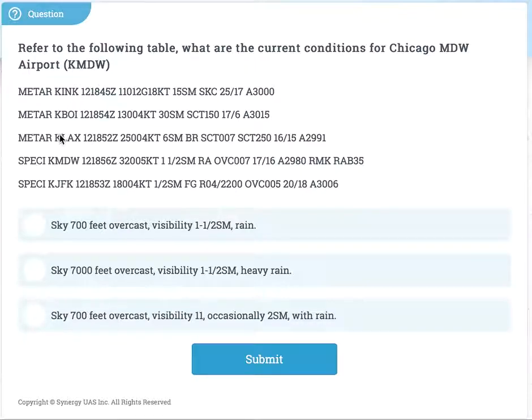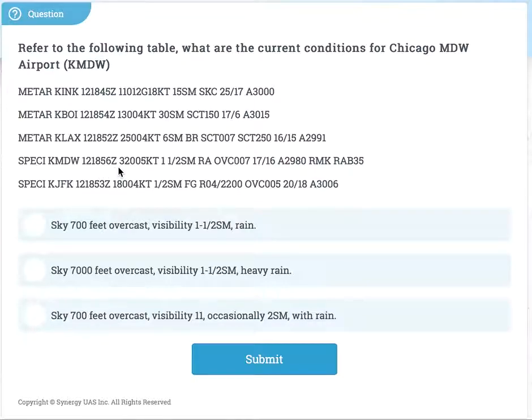So real simple, jump down to where you see that. Here it is, Midway. And here's how you decode this. It's special weather at Midway on the 12th day of the month, valid from 1856 Zulu, or issued at 1856 Zulu.